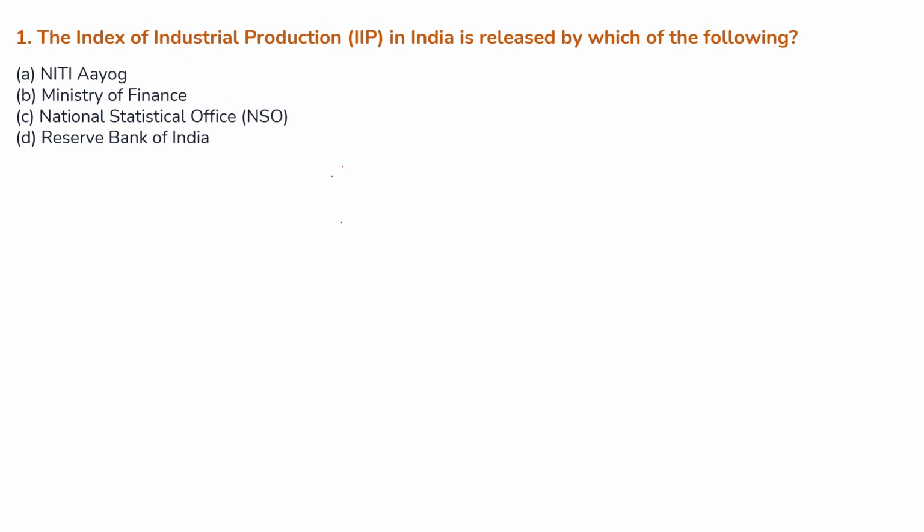Question number one. The index of industrial production in India is released by which of the following organizations? Option A, Niti Aayog. Option B, Ministry of Finance. Option C, National Statistical Office. Option D, Reserve Bank of India.